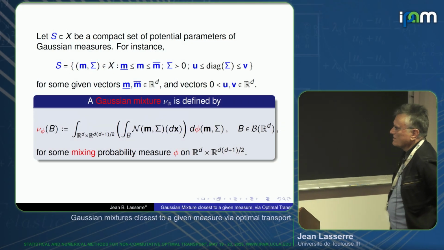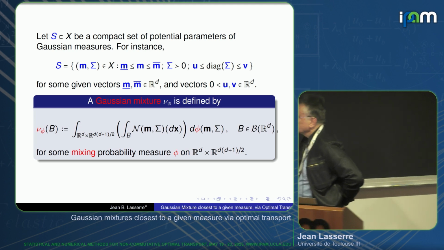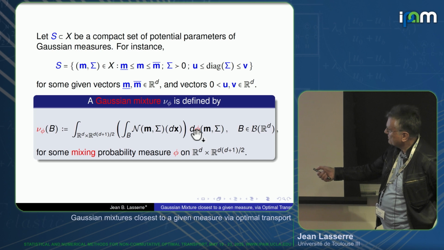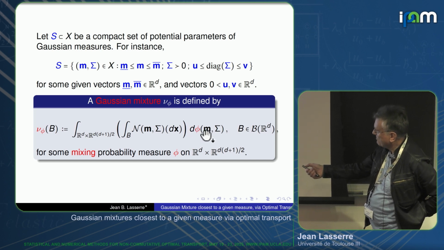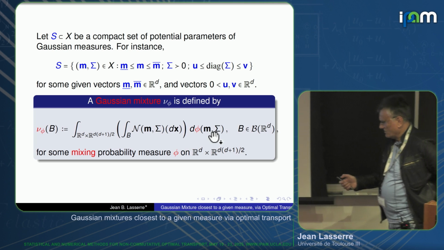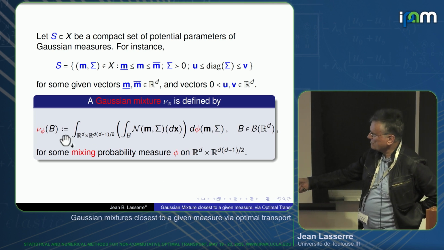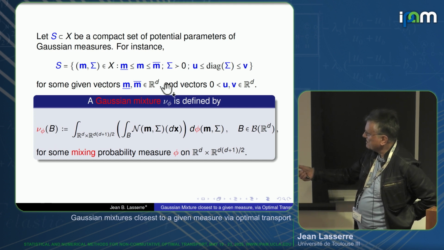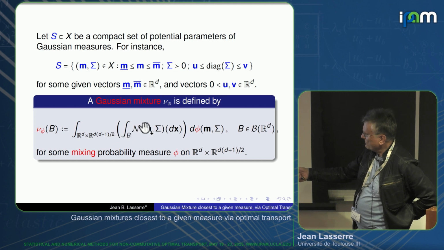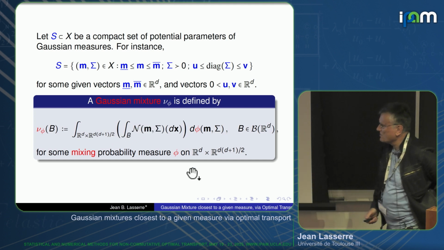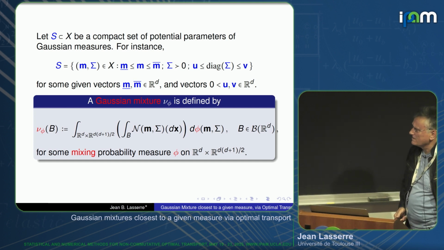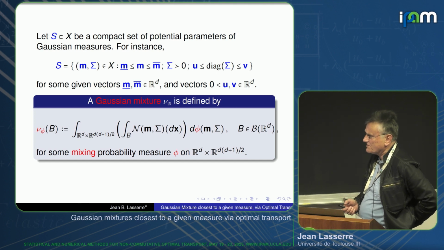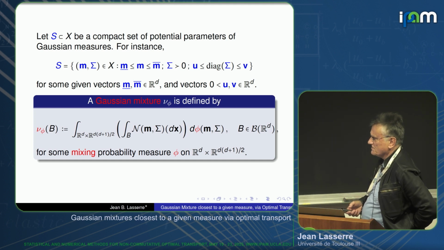When you take a Gaussian mixture nu_phi, it is defined through a mixing measure. So phi will be a mixing measure, a probability measure on the space of parameters m and sigma. We define a measure nu on the whole space, and its value on a Borel set B is the integral over B of the Gaussian with parameter (m, sigma) against the mixing measure phi. So nu_phi is called the Gaussian mixture, and phi is called the mixing measure on the parameters.